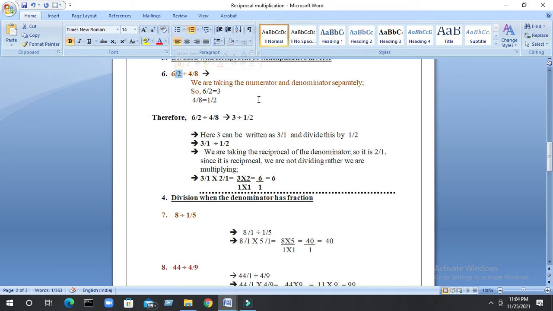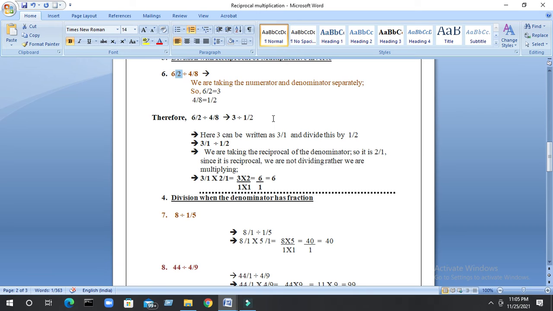So 6 by 2 we know it is 3, divided by 4 by 2 which was half. What I did here, I took the numerator separately, I divided it. I took the denominator separately, I divided it. And now I combined. Since in the denominator I have a fraction, I go for taking the multiplicative inverse. When I said it is multiplicative inverse, there won't be division anymore. Rather, it will be multiplication.